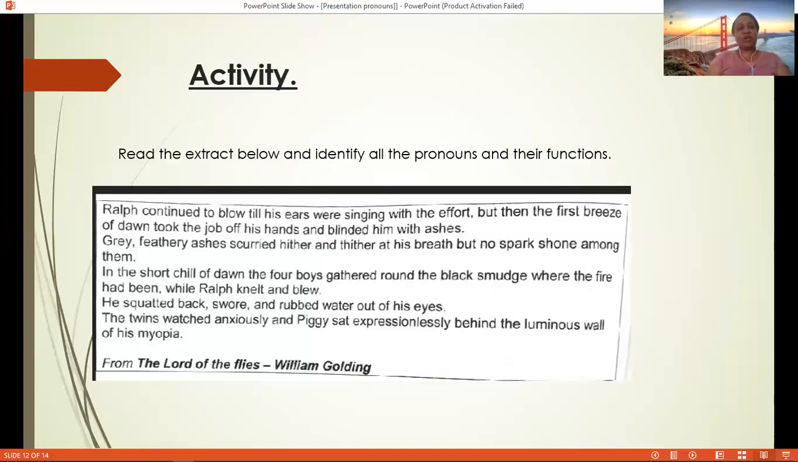In the short chill of dawn, the 4 boys gathered round the black smudge where the fire had been, while Ralph knelt and blew. He squatted back, saw, and rubbed water out of his eyes. The twins watched anxiously, and Piggy sat expressionlessly behind the luminous wall of his myopia.